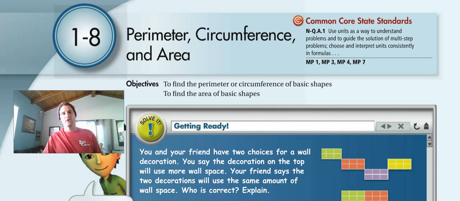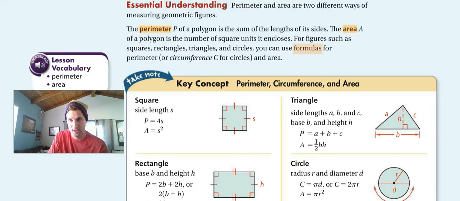Hey guys, welcome to video 1.8. We're talking about perimeter, circumference, and area. This should all be basic review stuff. So let's get into it, but these formulas are going to be muy importante.